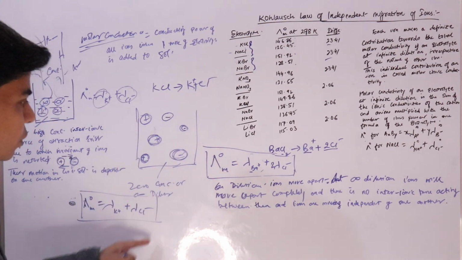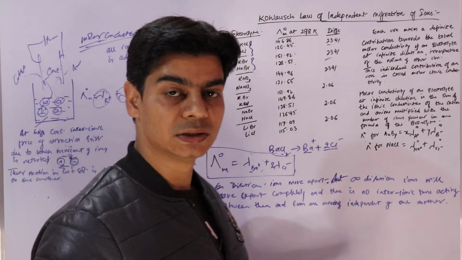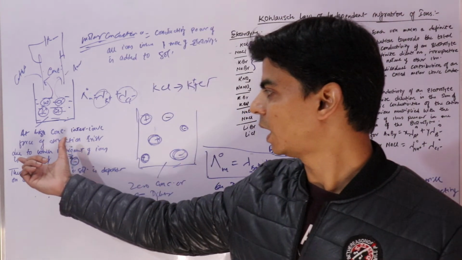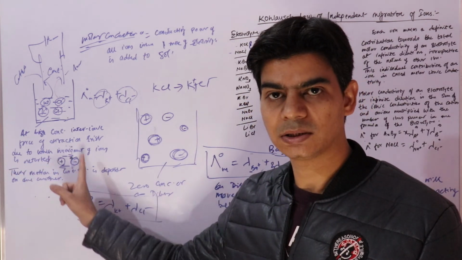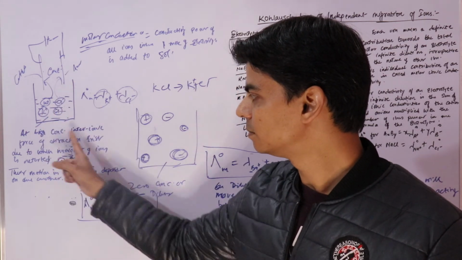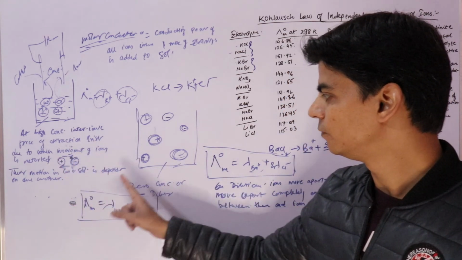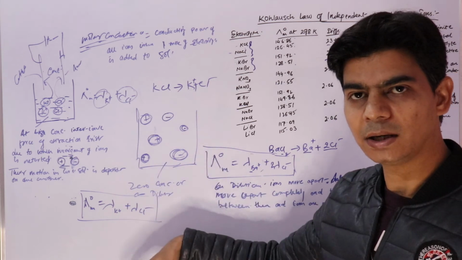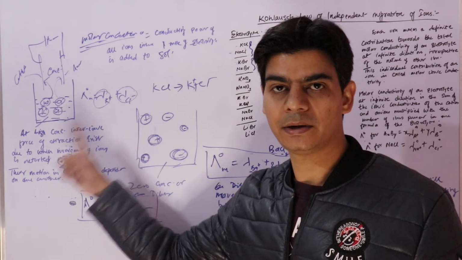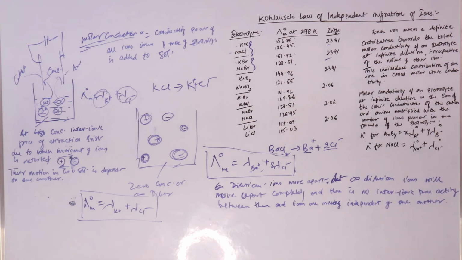So this is your Kohlrausch's law, and it is applicable only for solutions at zero concentration or at infinite dilution, because at high concentration there is an interionic force of attraction, due to which the movement of ions is retarded. When you take the solution at infinite dilution, that retardation is completely gone, so these ions are moving independent of one another. This is Kohlrausch's law of independent migration of ions.